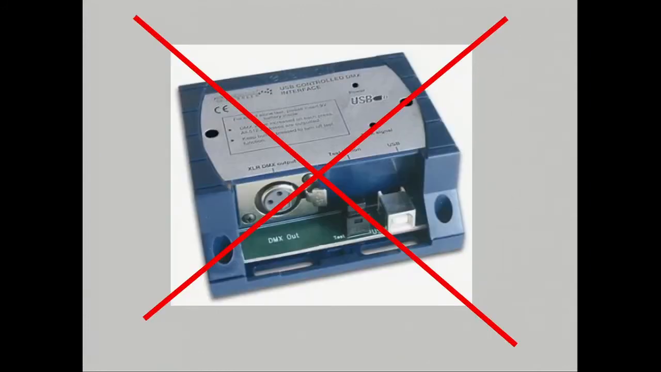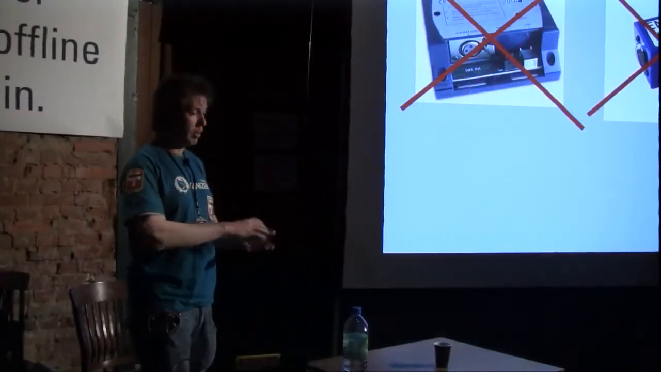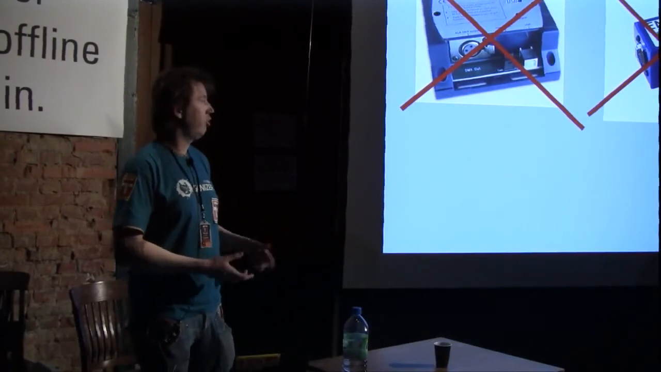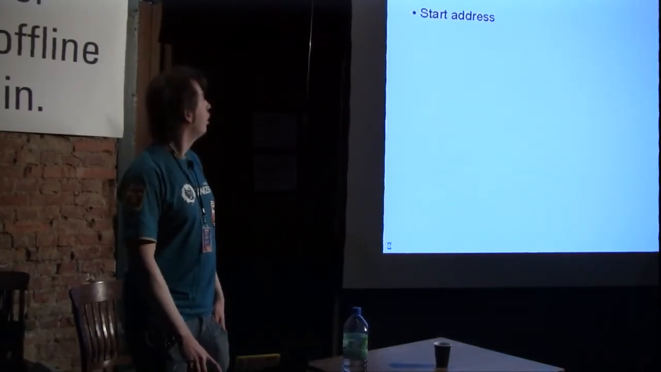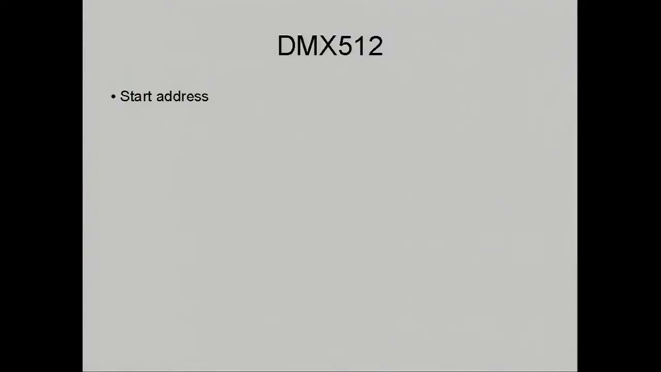Don't buy the Velleman and don't buy the Enttec Open, because they depend on your CPU for the speed and frame rate. So if your CPU glitches, so will your lights. It's not handy. DMX start address: every fixture has a start address that you need to set with dip switches. They look like this. You can flip them and then set the channel where it starts.